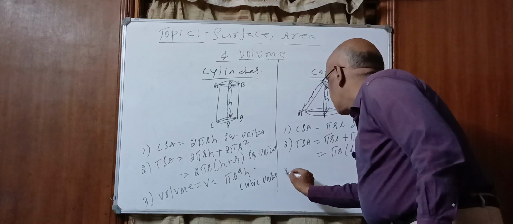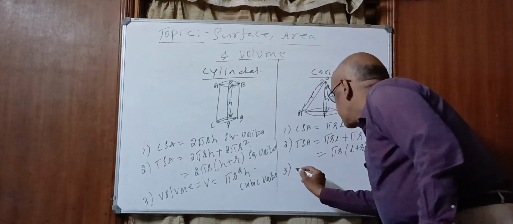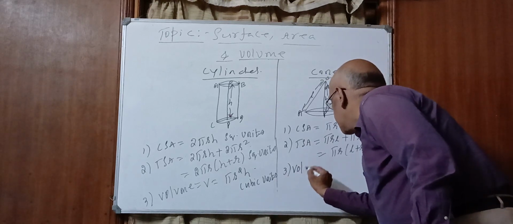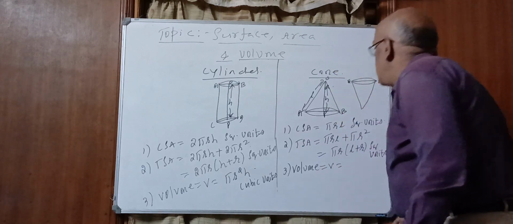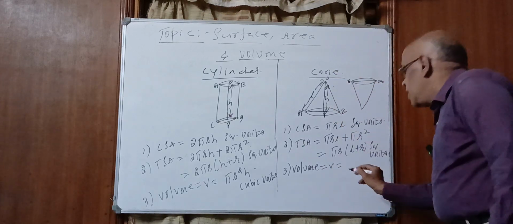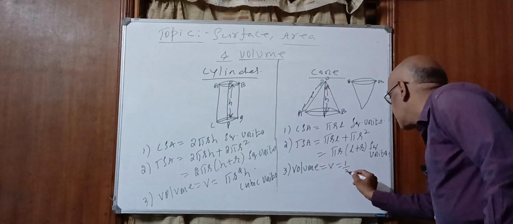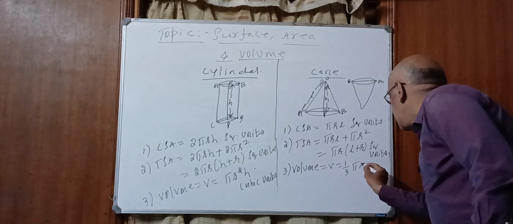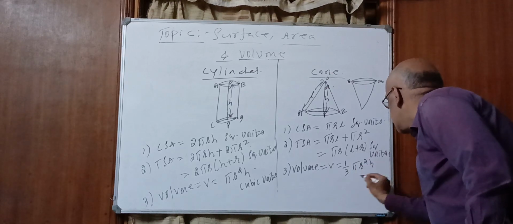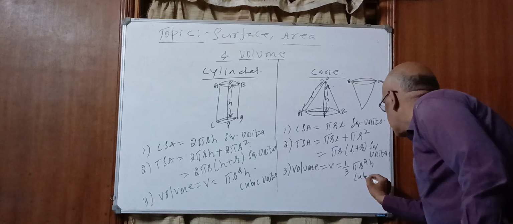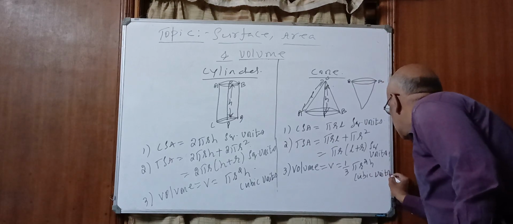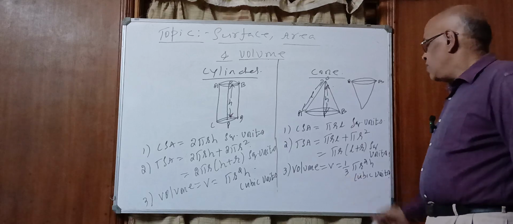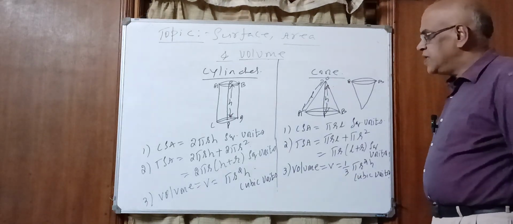Third one, volume V. Volume V is equal to, what is this? 1 by 3 pi r square h. Cubic units. 1 by 3. Finish, children.